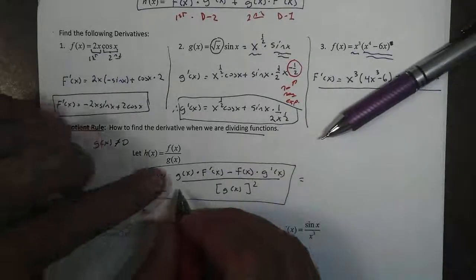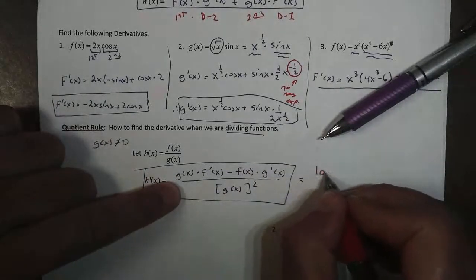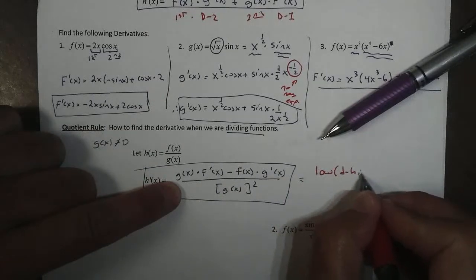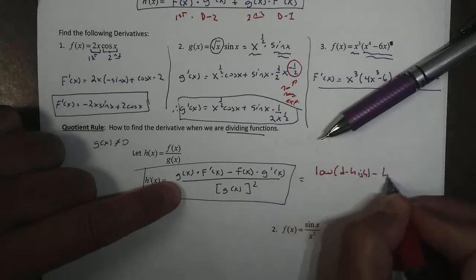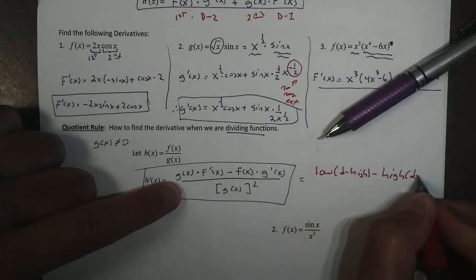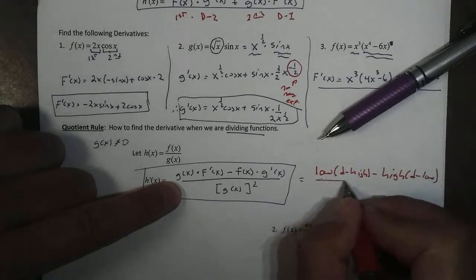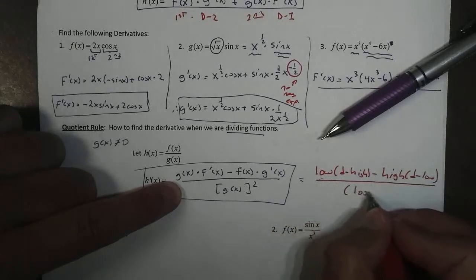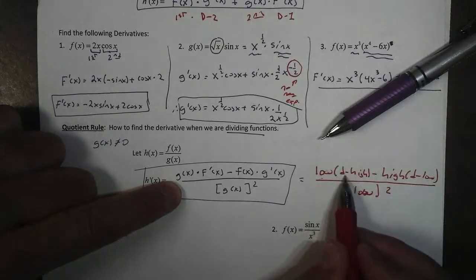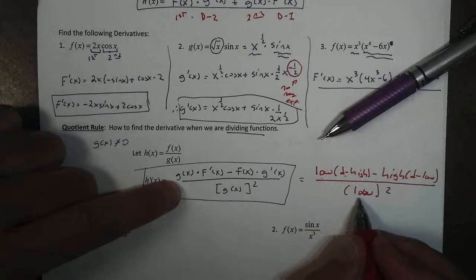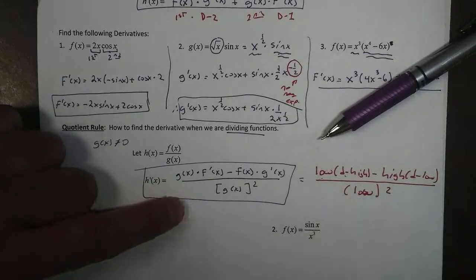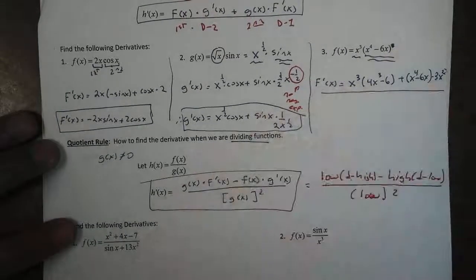So another way to remember it is low d high minus high d low, all over low, low. Just low squared. Low d high minus high d low all over low squared. Okay? So let's take a look here.